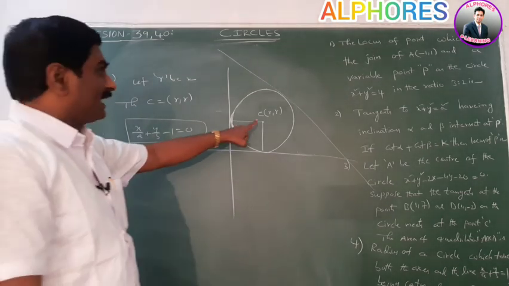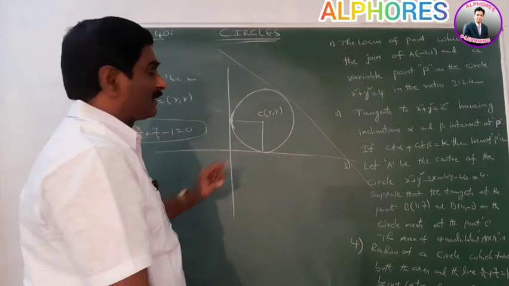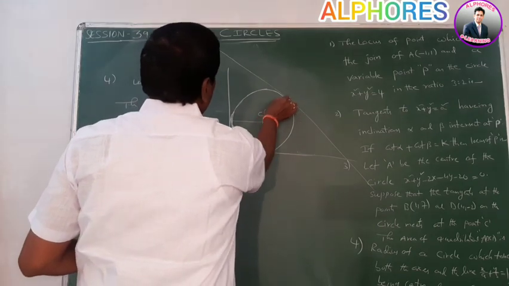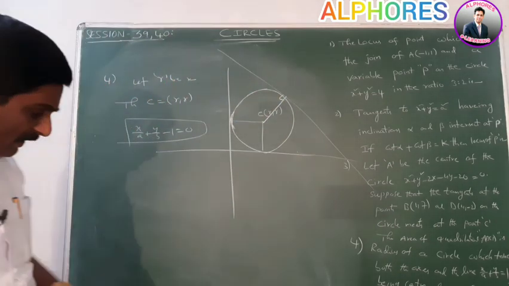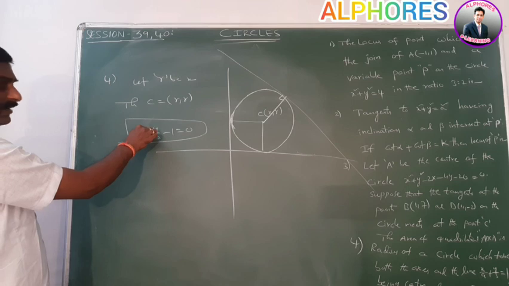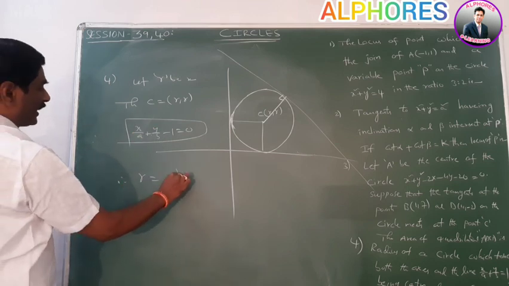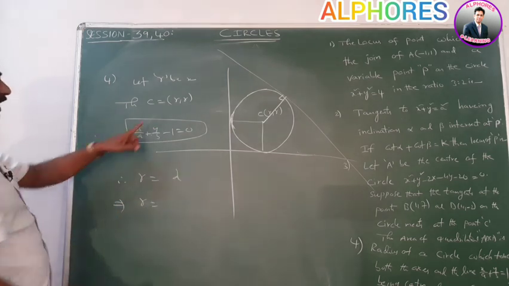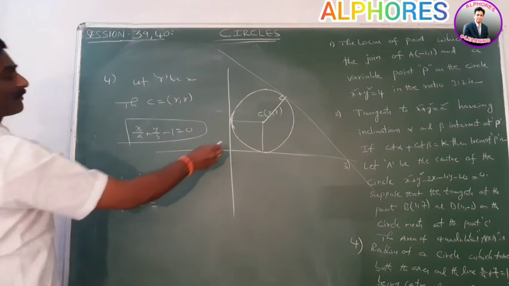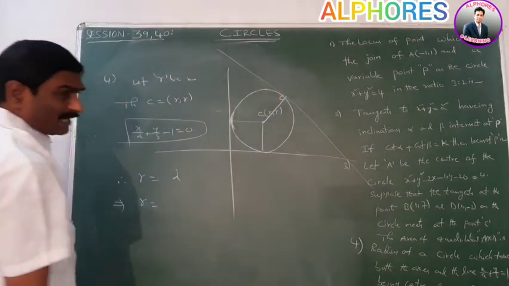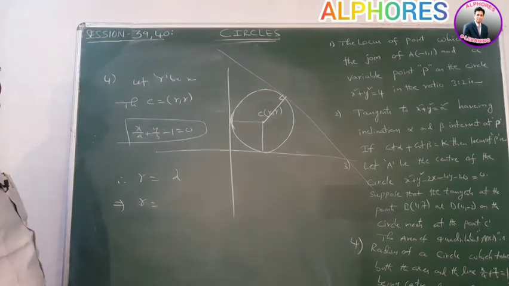Here, the line touches this circle. That means the perpendicular distance from center to this line is nothing but radius. So, this line is tangent to the given circle. Therefore, r is equal to d. r is the unknown value, we find that value. d is nothing but the perpendicular distance from center to this line.